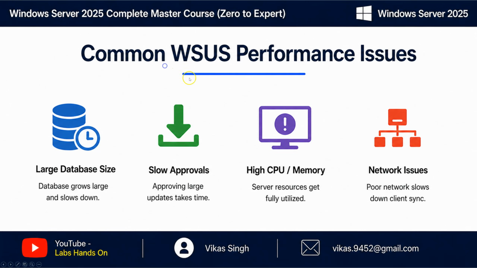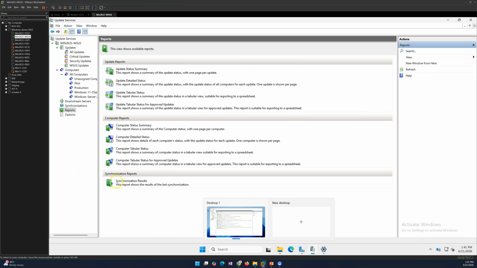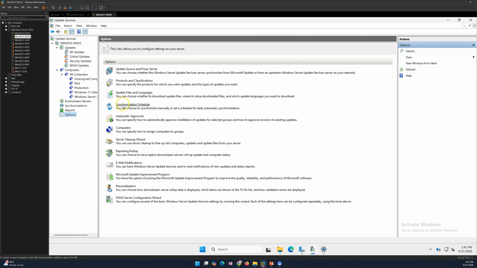Now let's understand one of the easiest ways to maintain WSUS, by using the WSUS Cleanup Wizard. First you open the WSUS console and launch the Cleanup Wizard from the options. Let me go to the WSUS server. This is my WSUS server. If I go to Options, you can see Server Cleanup Wizard. You can use the Server Cleanup Wizard to free up old computers, updates and update files from your server. This is very important.